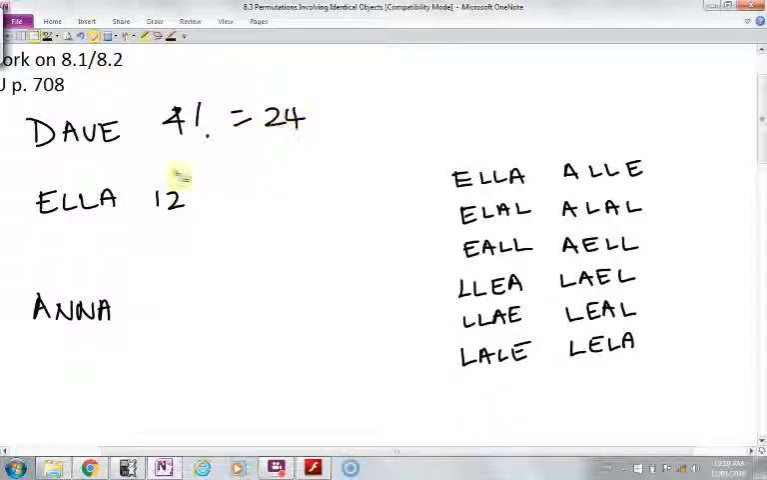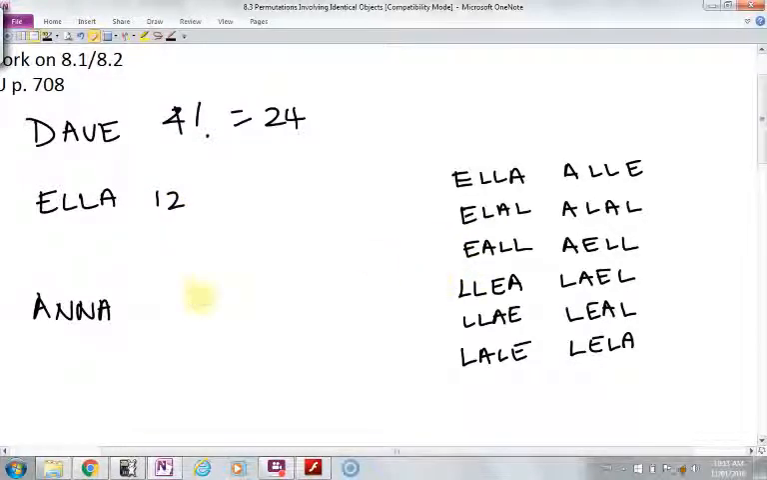Do you notice the relationship between 24 and 12? They're half. Any ideas why they might be half? Because we have two repeating L's here.